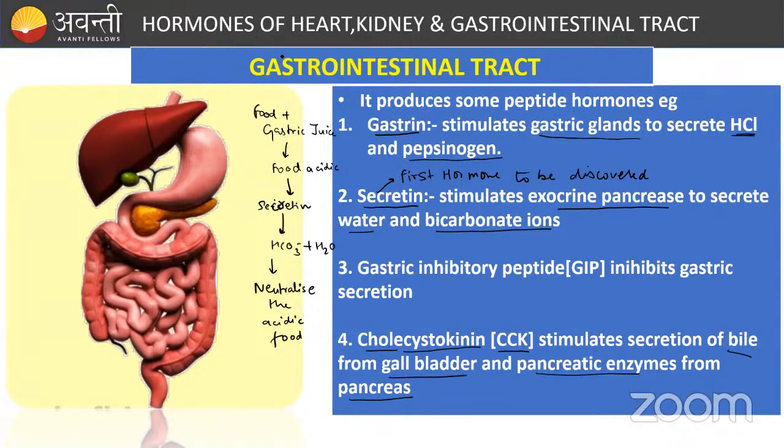So in the gastrointestinal tract, there are 4 hormones. Number 1 is gastrin. Number 2 is secretin. Number 3 is gastric inhibitory peptide. Number 4 is cholecystokinin. Secretin, gastric inhibitory peptide, and cholecystokinin are produced by the duodenum in the small intestine, whereas gastrin is secreted by the G cells of the stomach.